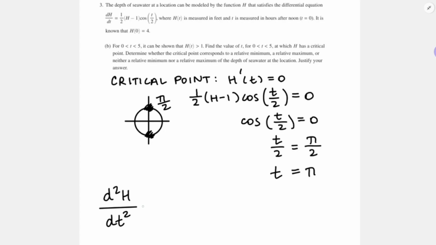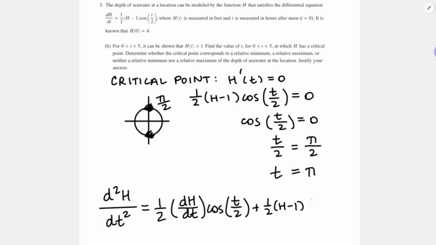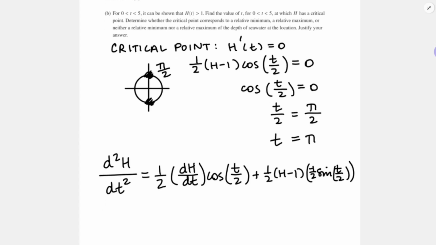But I'm going to take the second derivative, and that's going to be 1/2 of, first I'll take the derivative of h minus 1, and I'll leave the cosine the same. Then I will add 1/2 of h minus 1 times the derivative of cosine of t divided by 2, which is going to be 1/2 negative sine of t divided by 2. And then I will plug in t equals pi.